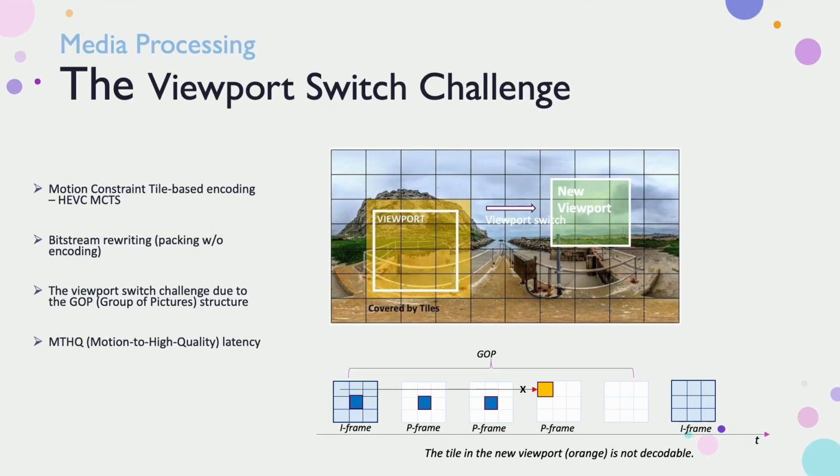With tiling support in video codec, bitstream rewriting can be used to quickly pack the tiles for any new viewports. However, there is still a big challenge during the viewport switch because of the temporal dependency built into video compression. Look at the bottom diagram, which is a sequence of frames in the viewport-dependent streaming. At the beginning, the viewport is at the center of the frames. When the viewport switch happens between the second and the third P frame, the tiles in the new viewport, in the orange color, are not decodable in the receiver devices.